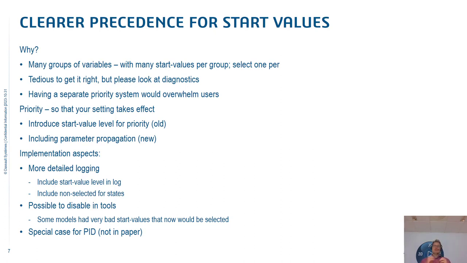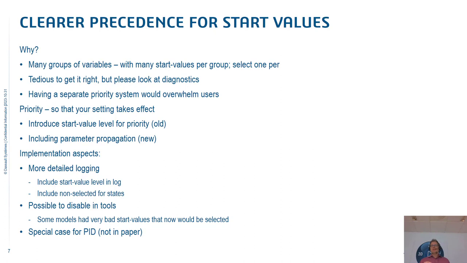So the old thing was that there's a start value level that gives priority for them. And the new is that parameter propagation for start values is also considered. And in terms of the implementation, the first thing is that you have more detailed logging now in Daimler. So you can see the level in the log. And additionally, you can see which states were not selected to have start values, because that's quite often the most important thing for a state, is not to see which states have the start values, but if there is one state that does not use the start value.